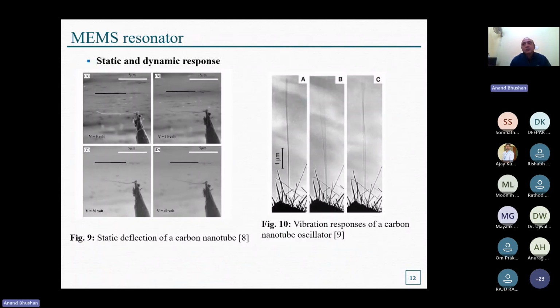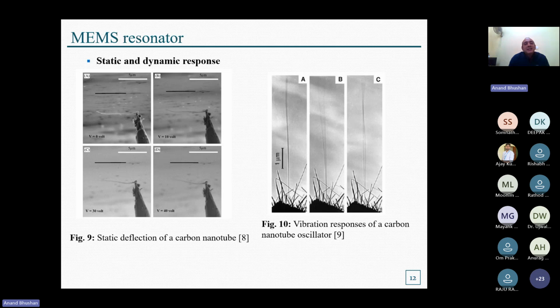Regarding responses, as we know, the bias voltage we can provide is of two types. One is DC voltage and the other is AC voltage. Figure 9 shows the static deflection of a carbon nanotube. Here we can see a hanging cantilever type carbon nanotube from a tip, and nearby we provide a voltage. In figure A, there is zero voltage, so this carbon nanotube won't deflect.